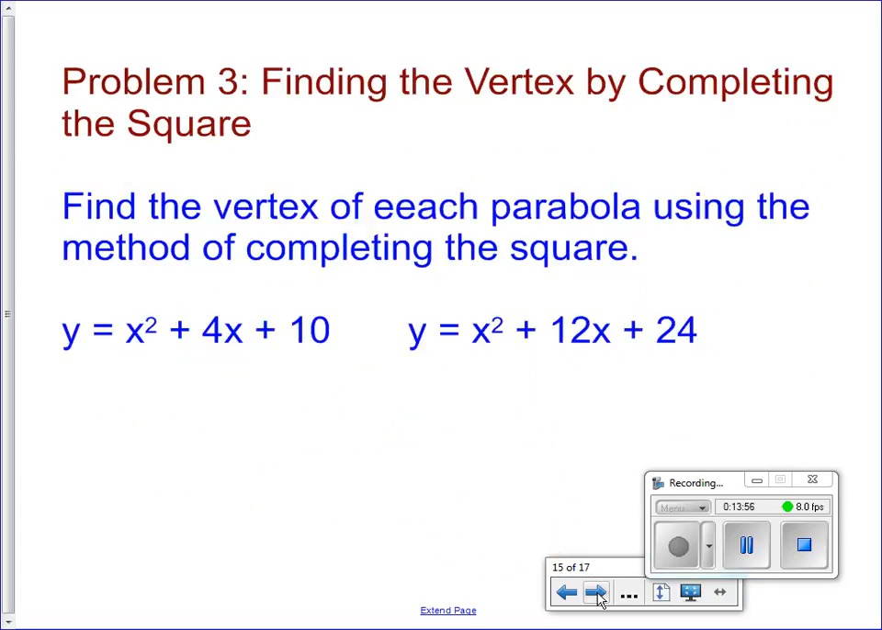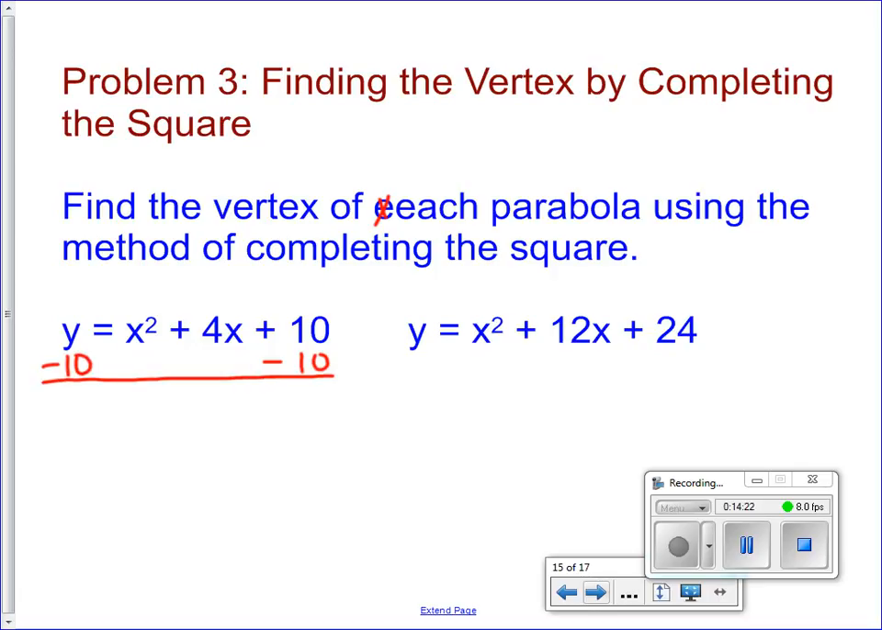All right, problem 3. Finding the vertex by completing the square. It says find the vertex of each parabola using the method of completing the square. Remember, the first step we want to do is subtract the 10 from each side.